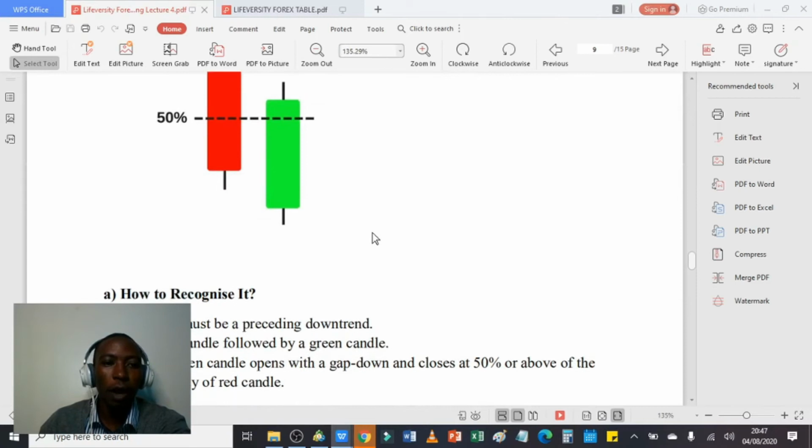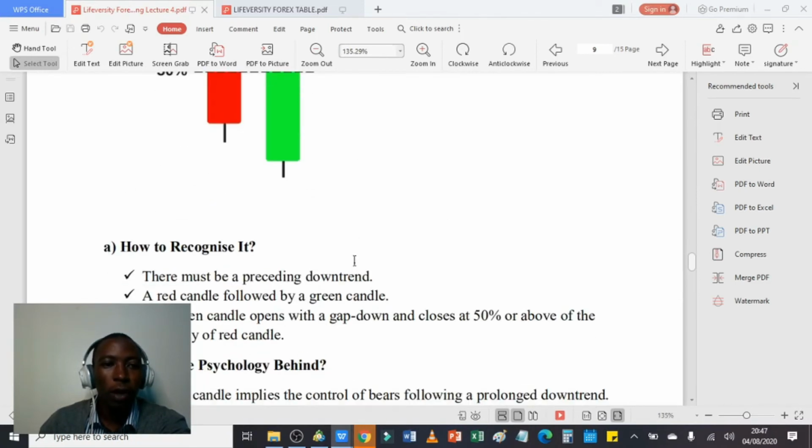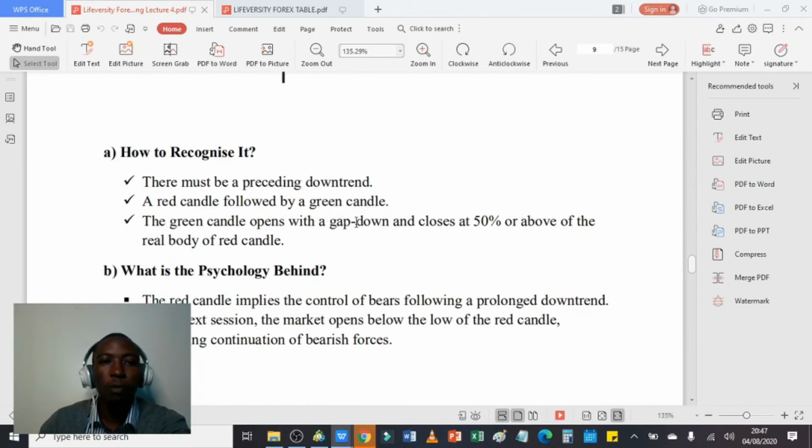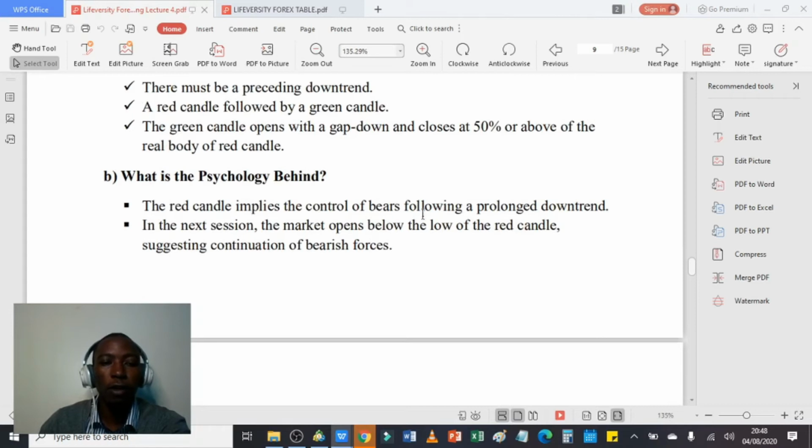Let's head over to the next pattern, that is piercing bullish. Number 6, how to recognize it. As you can see, this is a piercing bullish. How to recognize it? There must be a preceding downtrend, so you find it at the bottom of a downtrend. A red candle followed by a green candle. The green candle opens with a gap down and closes at 50% or above of the real body of the red candle.